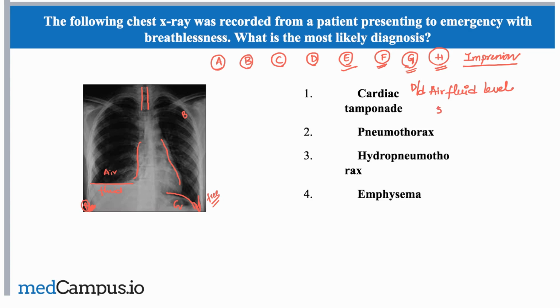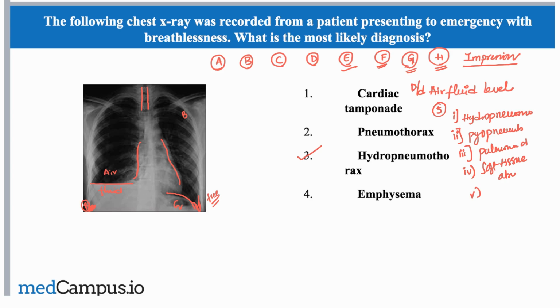So 5 important diseases present with air fluid level on chest x-ray. First one is very own hydropneumothorax, which is important from an exam point of view. And the option here is hydropneumothorax. The other 4 are pyopneumothorax, the same fluid, there is pus formation. The third is pulmonary abscess, and fourth is any soft tissue abscess above the lung level, and the fifth option is traumatic pneumatocele. So try to remember this differential diagnosis.